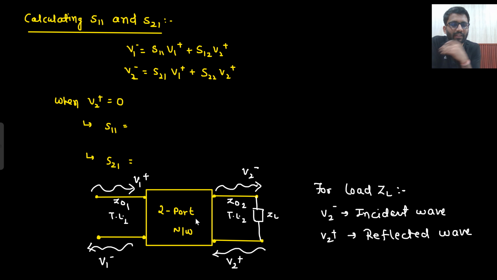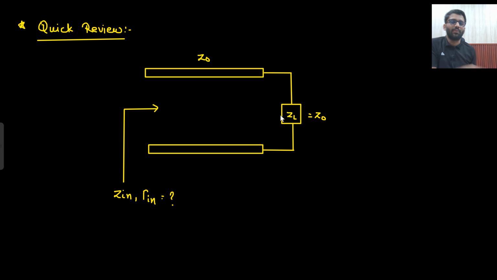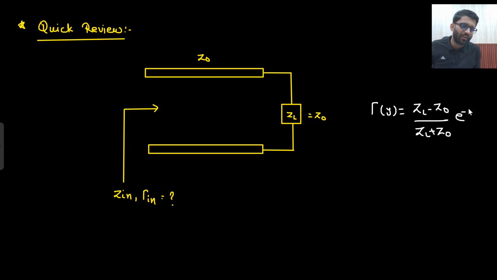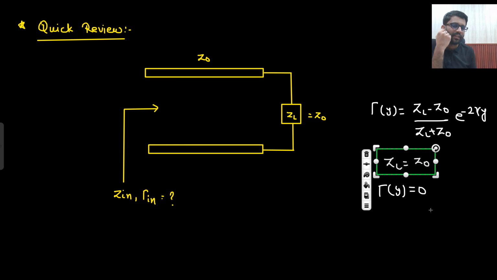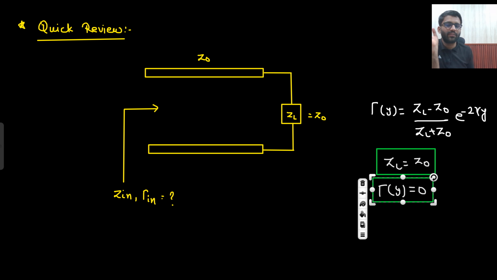That means there should be no reflection. If there should be no reflection, that means the load should be matched. That means the ZL value should be equal to Z0, if you remember, or let me revise it for you. If your ZL is equal to Z0, then what will be your gamma? Gamma is always equal to (ZL minus Z0) upon (ZL plus Z0) times e to the power minus 2 gamma y, right? So if ZL is equal to Z0, then the reflection coefficient at any point on the transmission line will be equal to 0. At what condition? When ZL is equal to Z0. And when ZL is equal to Z0, then what is your Zin?